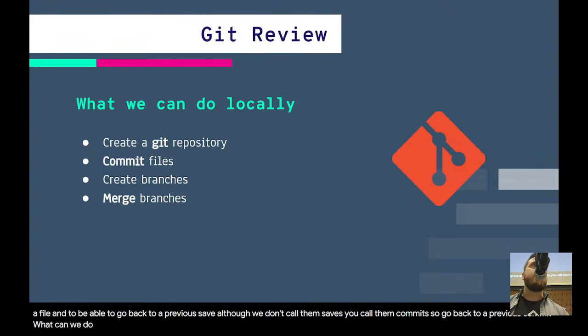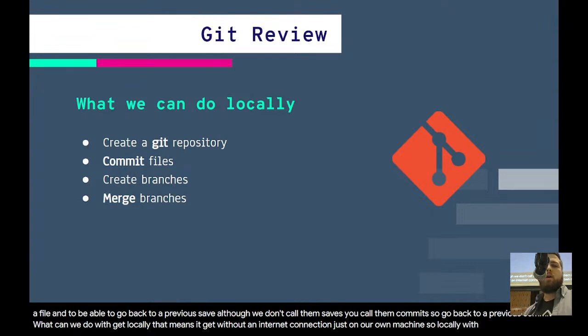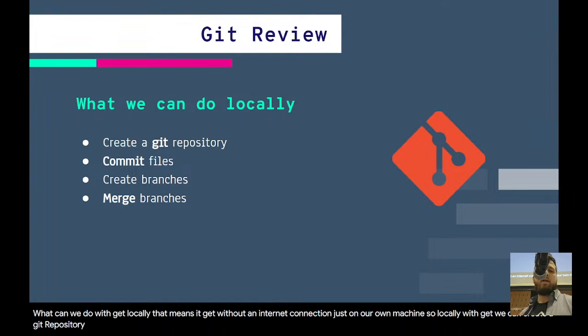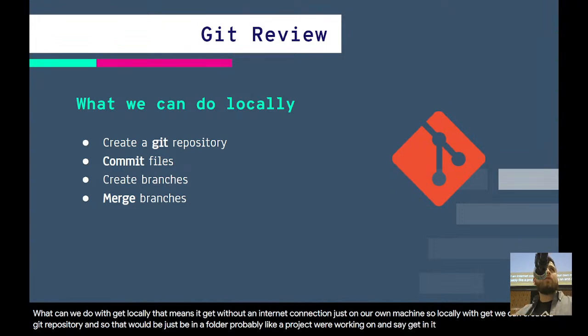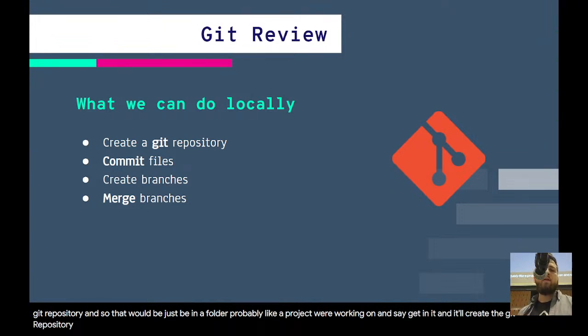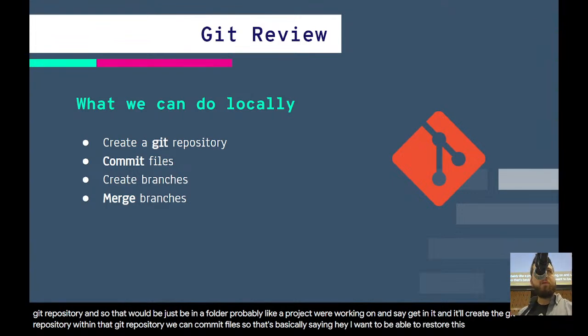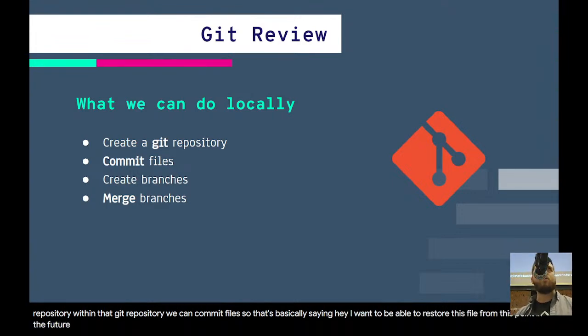What can we do with Git locally? That means Git without an internet connection, just on our own machine. So locally with Git, we can create a Git repository. That would just be in a folder, probably a project we're working on. We can say git init, and it'll create the Git repository. Within that Git repository, we can commit files. That's basically saying, hey, I want to be able to restore this file from this point in the future. And so you have a commit of it.